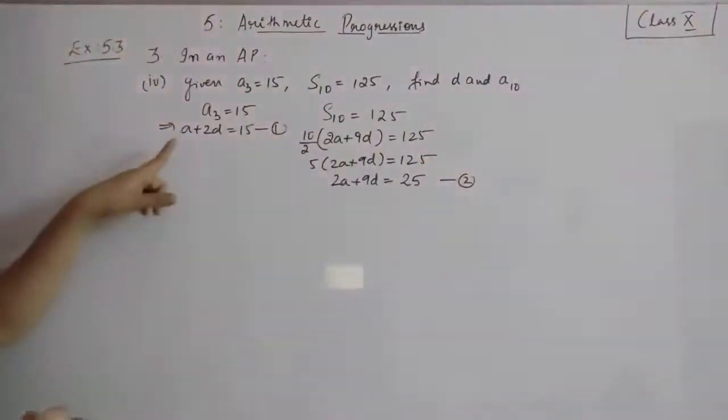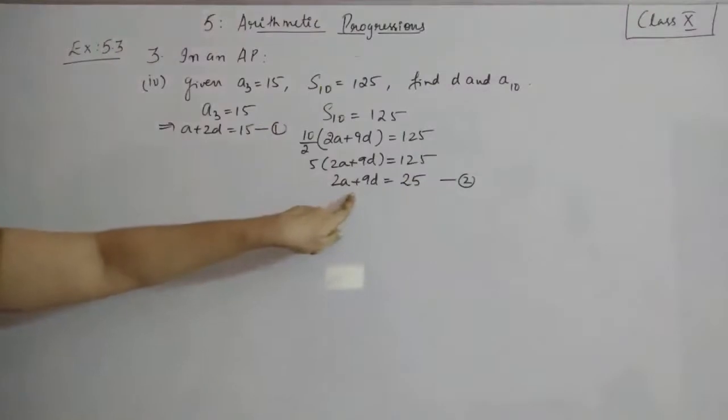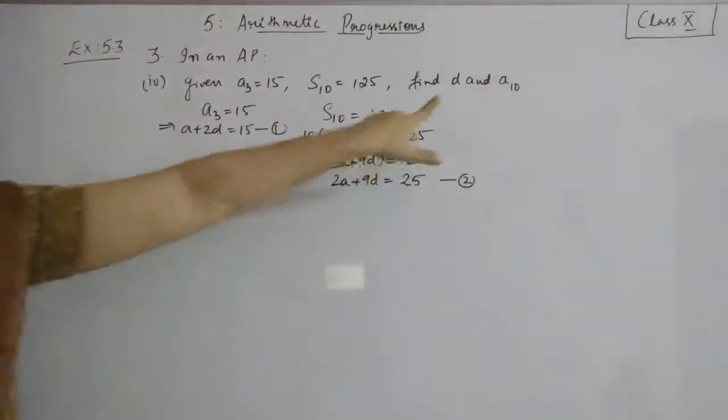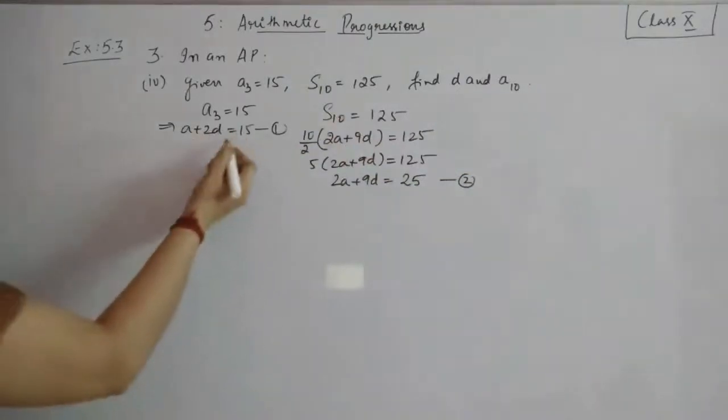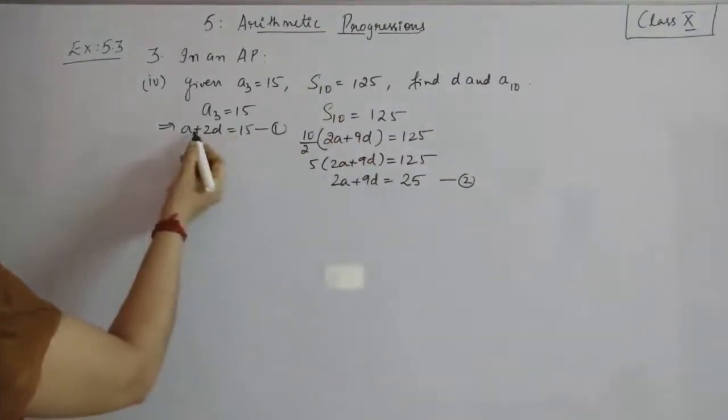Now again, you have to solve these two equations in order to find a and d, because you want d, and in order to find out a, you need a also. So what we will do is make the coefficient of one of them equal.